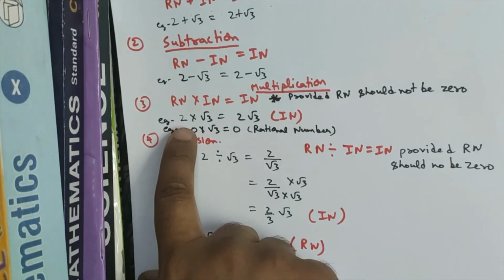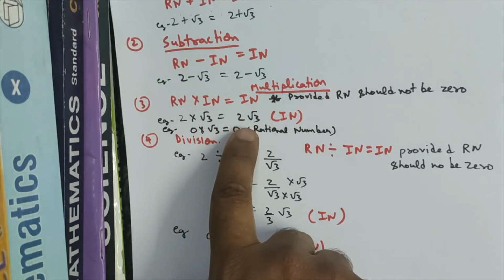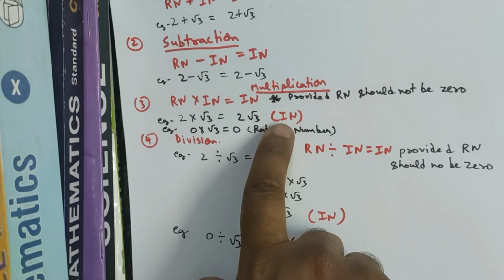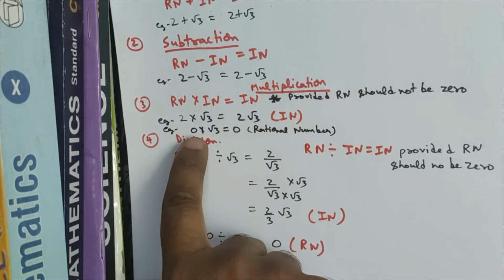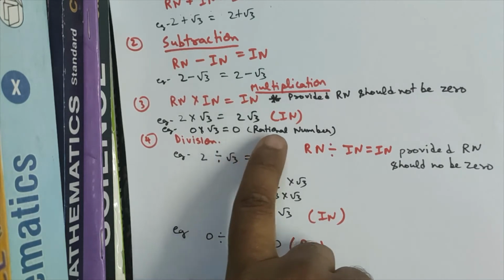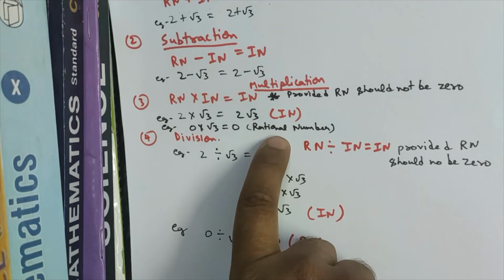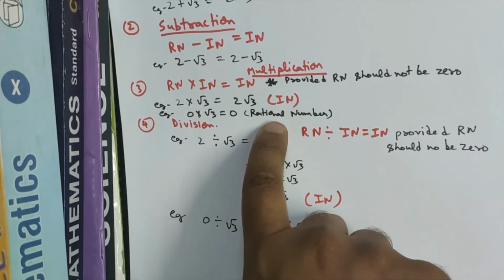Like in the first example, 2 multiplied by root 3 is equal to 2 root 3, which is an irrational number. But if we take the rational number as 0, then 0 multiplied by root 3 will be 0, which is a rational number, since we know that 0 multiplied by any number will be 0.